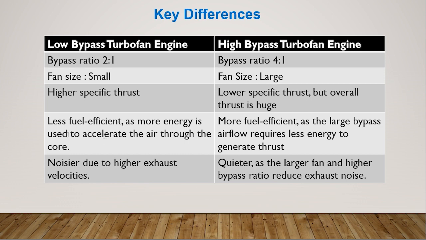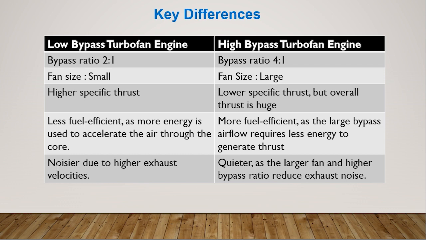And as we mentioned earlier, the low bypass engine is less fuel efficient because it consumes more fuel to produce that much thrust, and more energy is used to accelerate the air through the core. But the high bypass turbofan engine is more fuel efficient because the bypass ratio is higher. So the mass flow will be higher, which is enough to produce more thrust, and a very minimum amount of fuel is used. And the last difference is noise.